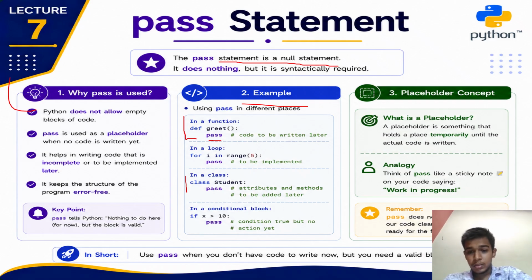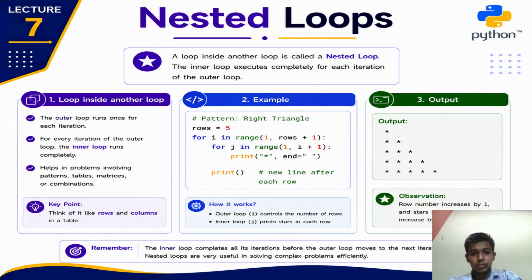In short, remember these points. Pass does nothing, but it is used when Python requires a statement, but we have no code to write yet. The pass statement works as a placeholder. It can be used inside functions, loops, classes, or any conditional statements. Now, in the next slide, we will continue learning about nested loops. So, moving on to the next slide.